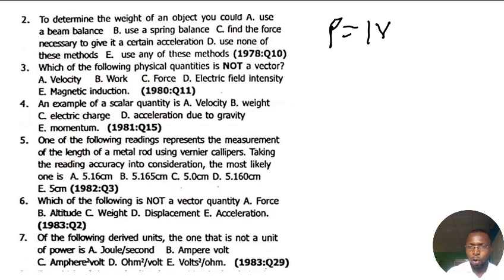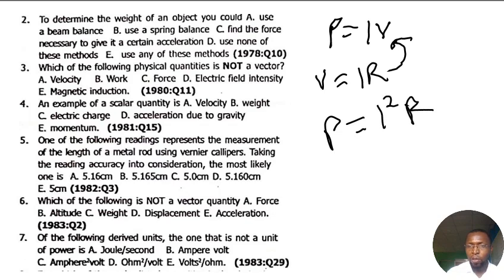Okay, let's find out. We also know that V itself is IR. So if we substitute the value of V into this place, we'll have P equal to I squared R, right? So I squared means ampere squared, then R means ohms. Okay, so ampere squared ohms is not in our options. We have ampere square volt. So option C is not in our options.